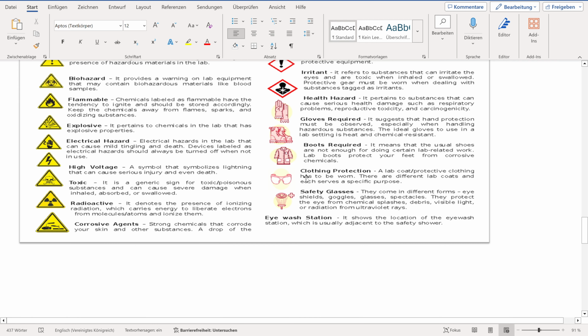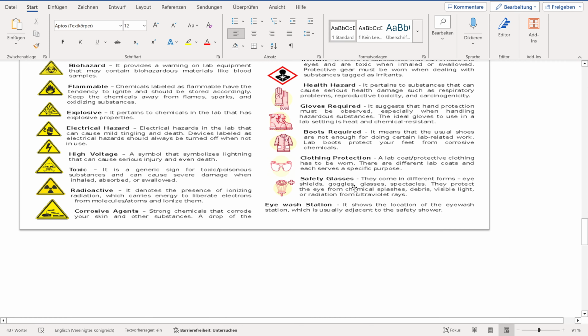Okay, then we move on to the next safety symbol that we have here. This one is a lab coat. Okay, so it's a symbol showing clothing protection required. A lab coat or protective clothing is to be worn. There are different lab coats and each serves a specific purpose.